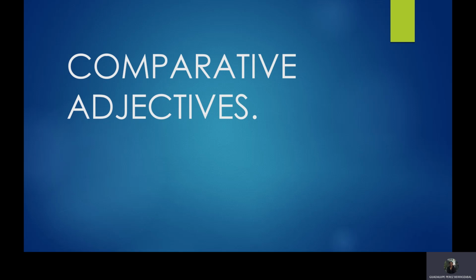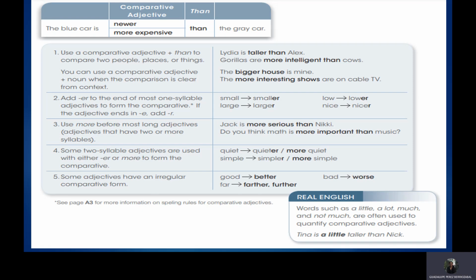Hello everyone. In this video, I'm talking about comparative adjectives. So here we go. Well, compare helps us to give information about two things. For example, we use a comparative adjective plus than to compare two people, places, or things.